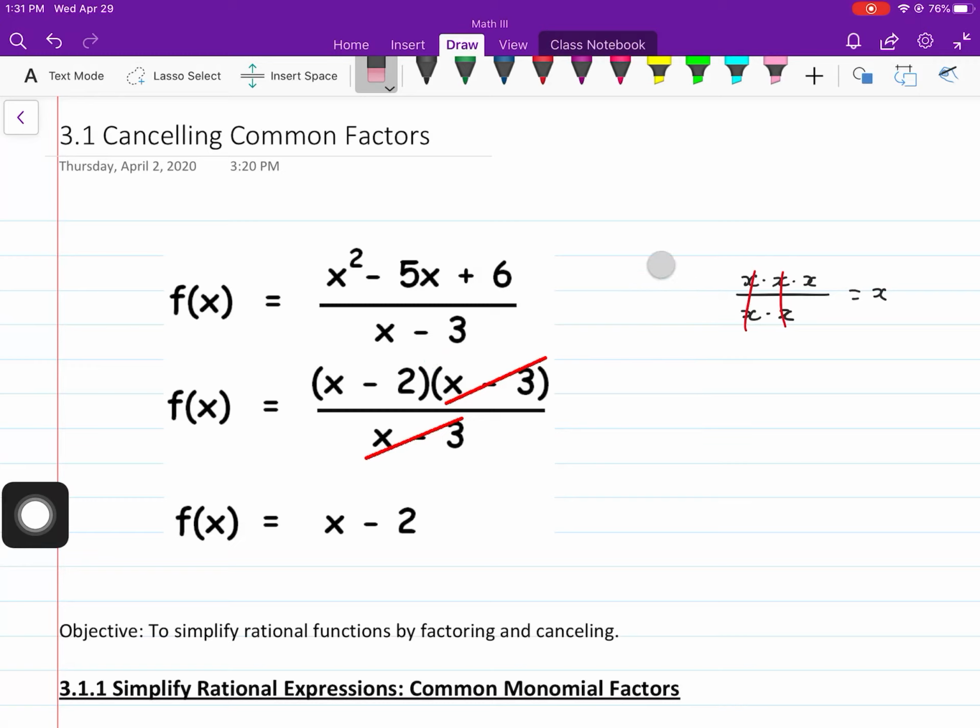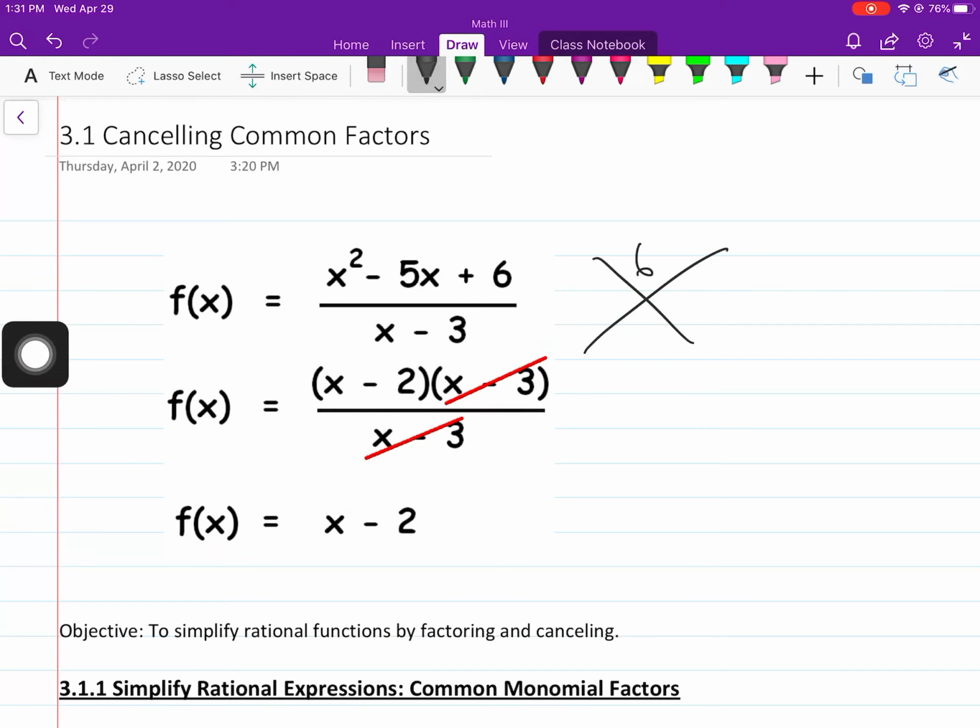So what's going on in this picture? I would recommend that you look at this picture. In this picture, we have a quadratic on the top. And if you do the diamond method, what multiplies to 6 and adds to -5 is -2 and -3. So they factor out the top, and then they cancel it, and then you're left with x minus 2.